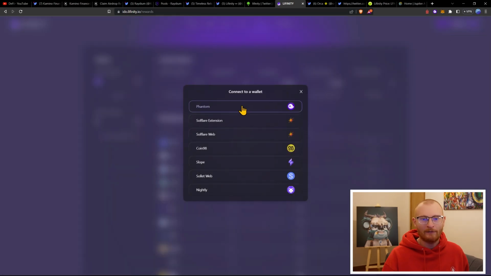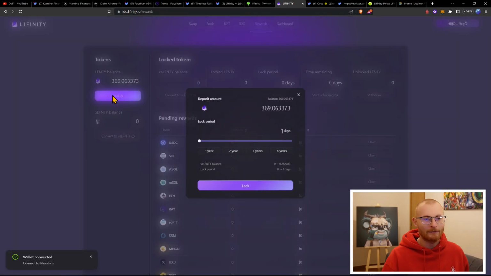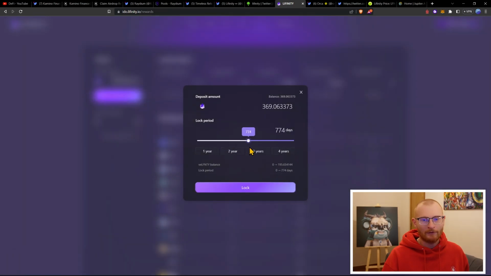Let's connect our wallet, Phantom. We will lock this. I'm not sure, I don't want to lock it for that long. I'll have to do a bigger deep dive to work out how much. Let's just lock it for like 50 days for now. 52 days. Okay, so this down here gives me my Lifinity balance, 13. Again, if I lock it for longer, I get more.